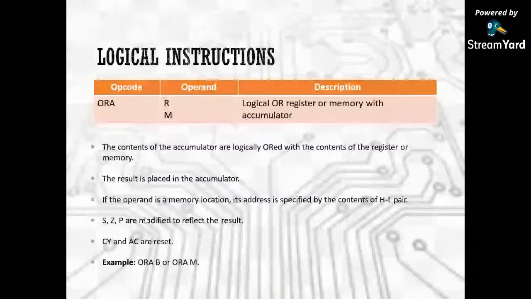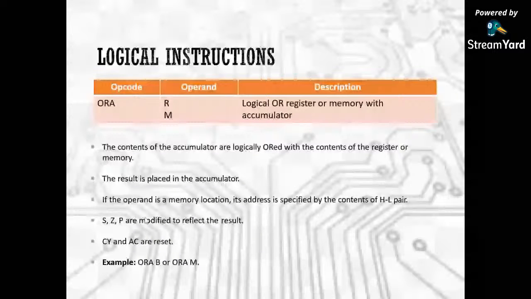ORA, or logical OR with the memory or accumulator. It means that the content of the accumulator is logically ORed with the content of the register or memory. So it is the same. If the operand is a memory location, the address is specified by the content of the HL pair. S, Z and P are modified to reflect the result.